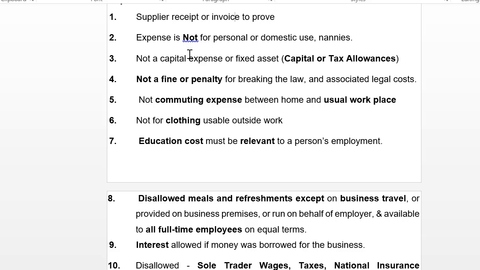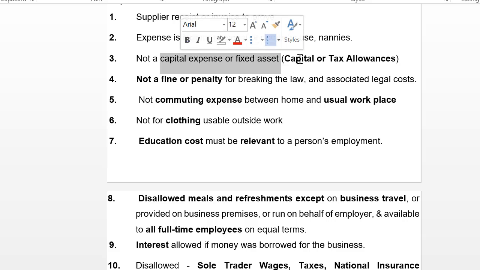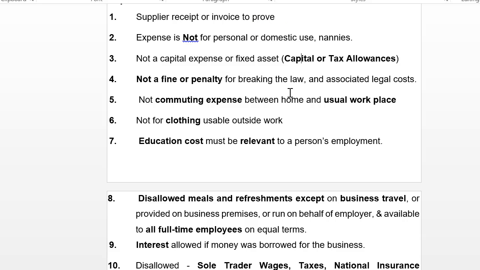Okay. Now, number three, it should not be a capital expense or the purchase of a fixed asset. In the case of a fixed asset or a capital expense, the expense equivalent is what we regard as a capital allowance or a tax allowance. The depreciation arising from fixed assets is not allowed for tax purposes.